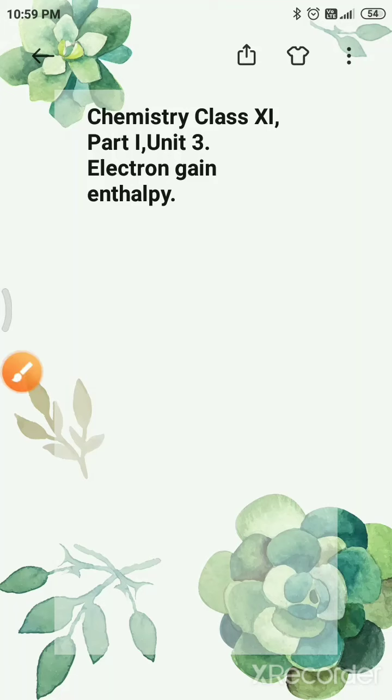Hi guys, now we can talk about electron gain enthalpy from the Chemistry Class 11, Part 1, Unit 3.